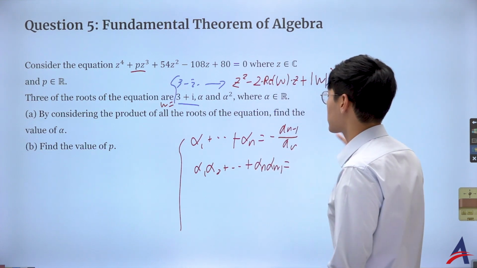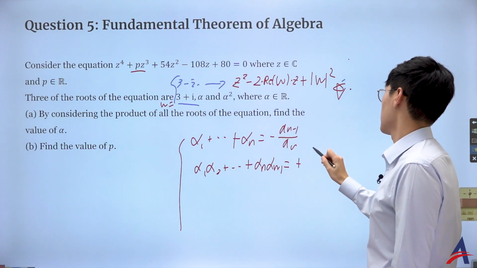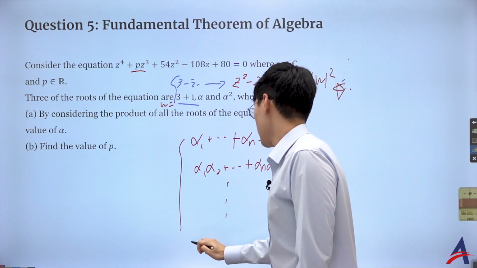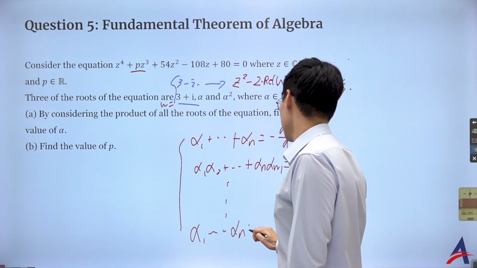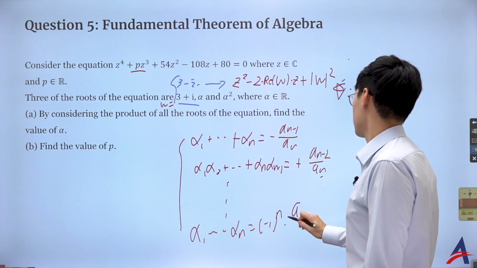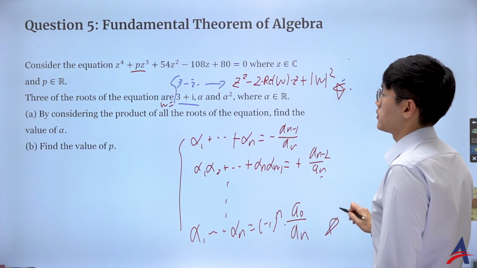That will be the next one. So it's alternating, so plus a n minus 2 over a n. And you do this on and on and on. The product alpha 1 through alpha n will be negative 1 to the power of n, that's the alternating term, times a naught over a n. So that is the formula to remember.